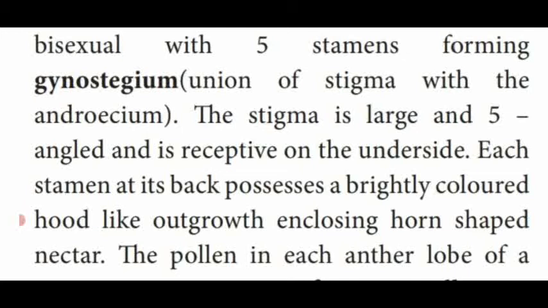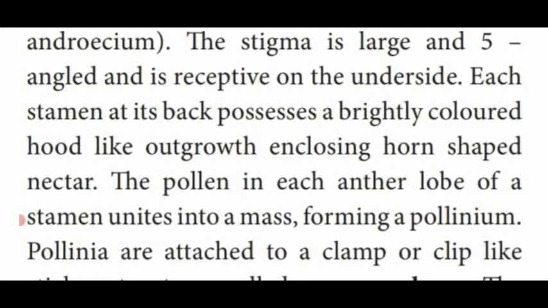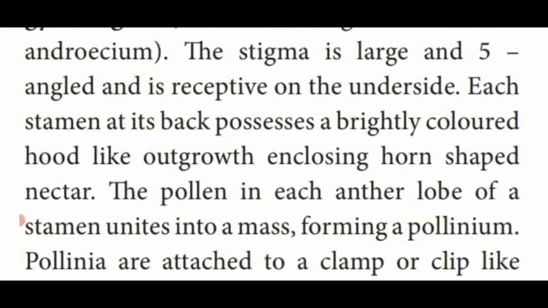This is an important 2-mark question. The bisexual flower has 5 stamens. These stamens are joined together with the stigma. This condition is called gynostegium. The stigma present in the Calotropis flower is very large, which contains 5 angles, which is receptive on the underside.